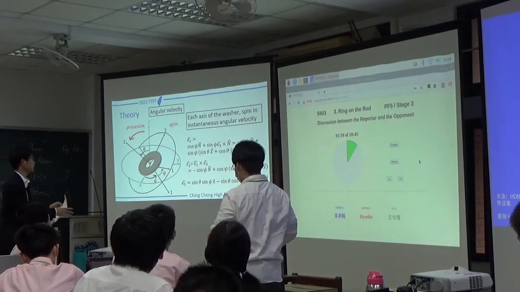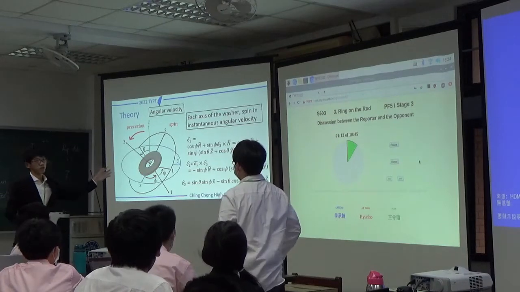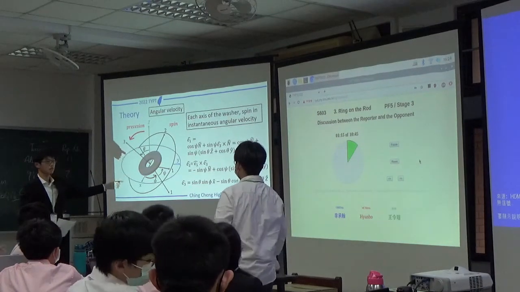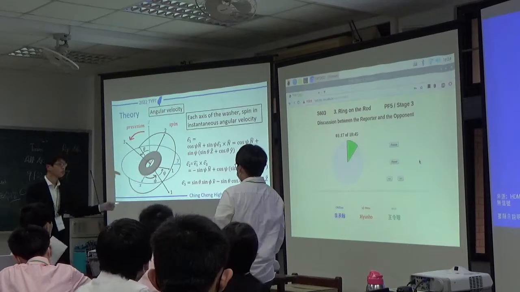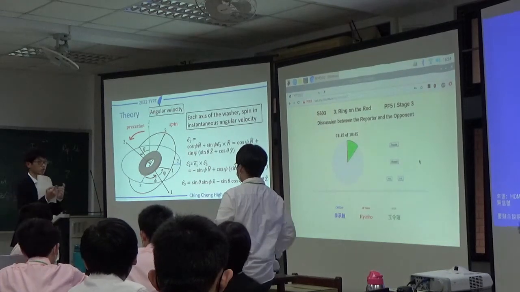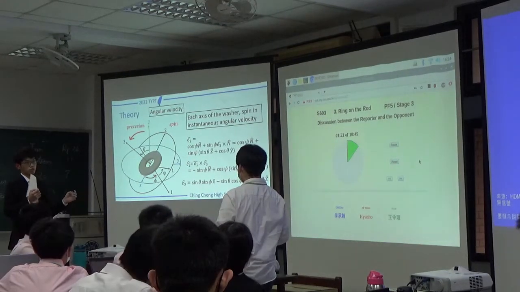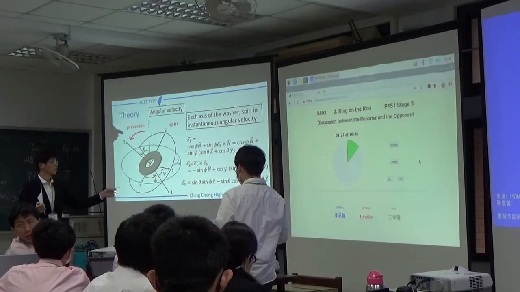So from here you can see that all the axes are from the center of mass. And it is also a symmetrical structure of the ring. So I think we can still define the inertia.